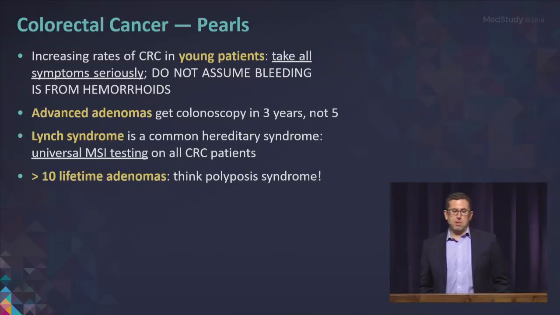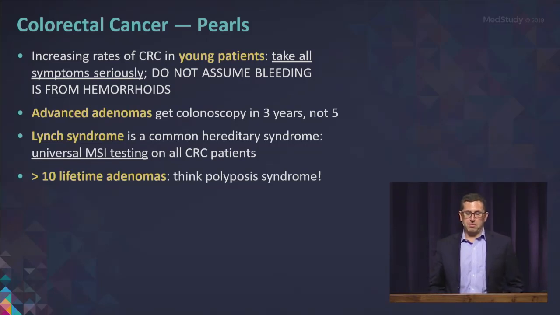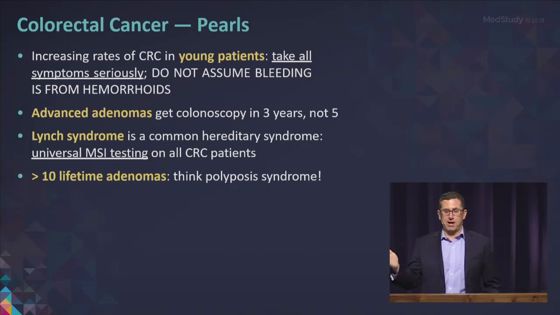So colorectal cancer pearls: increasing rates of colorectal cancer in young patients. Take all symptoms very seriously. Don't assume bleeding is from hemorrhoids. Advanced adenomas, if you have an advanced adenoma in 2014, you're going to get a colonoscopy in 2017, 3 years later, not 5 years. Lynch syndrome is a common hereditary syndrome. Again, universal MSI testing on all colorectal cancer patients now. And if you have greater than 10 lifetime adenomas, you want to think that a polyposis syndrome, such as FAP, could be present.